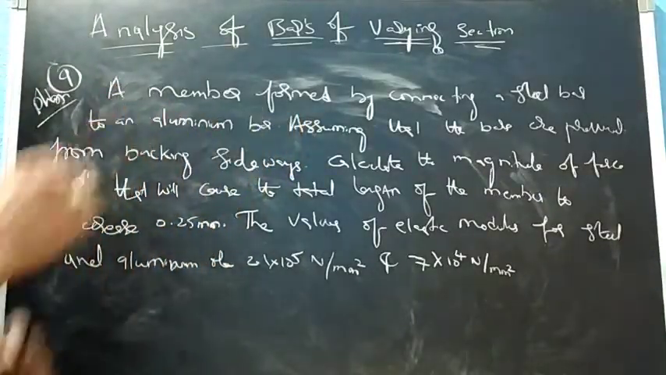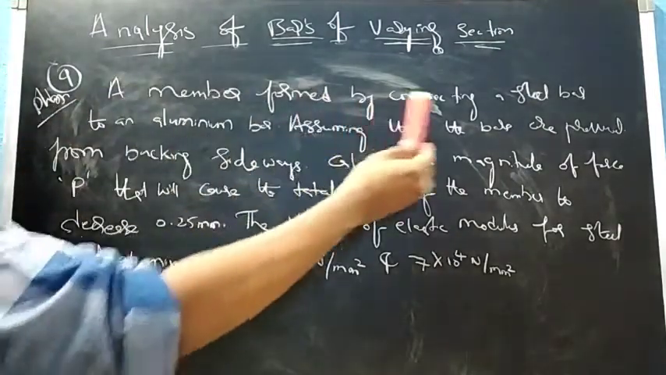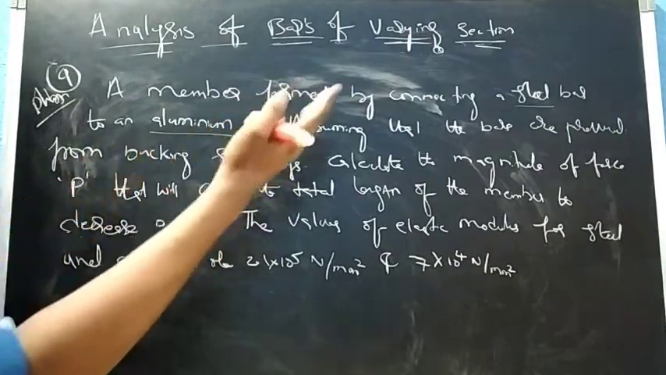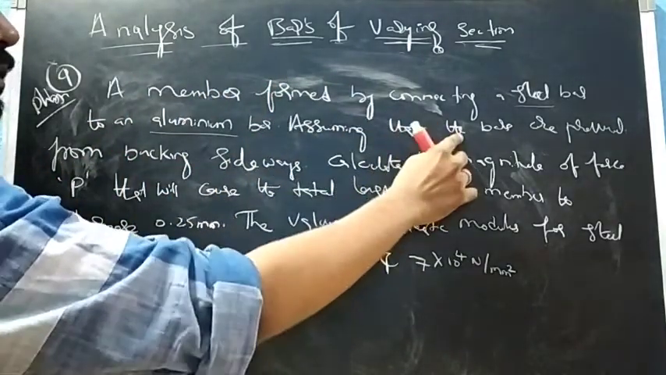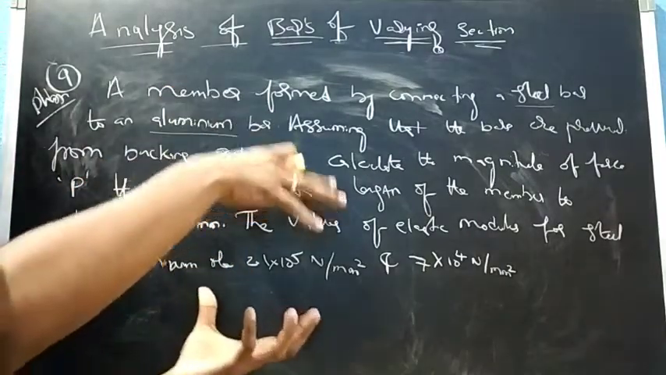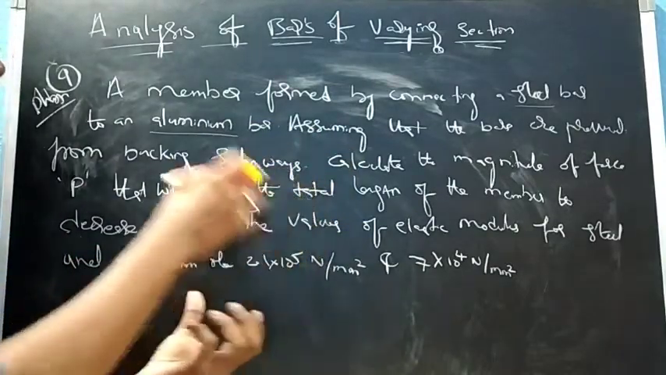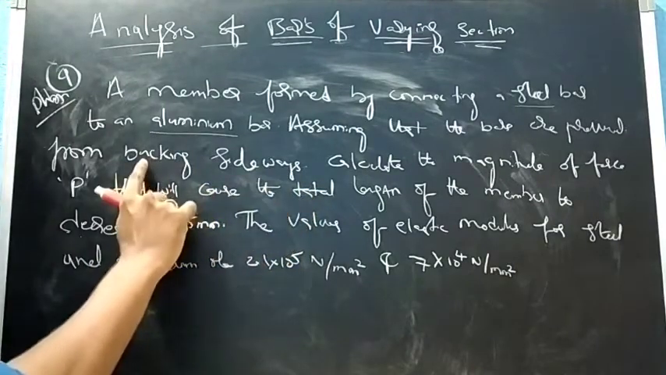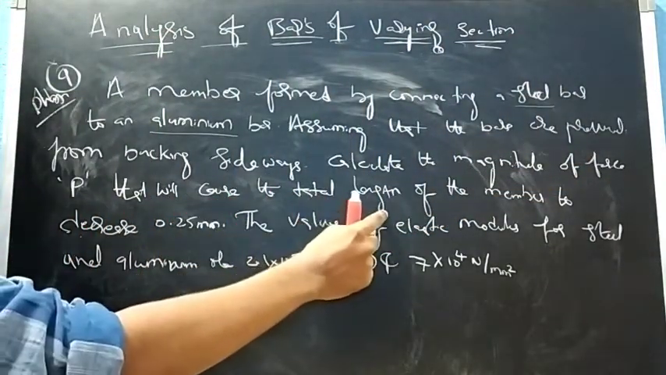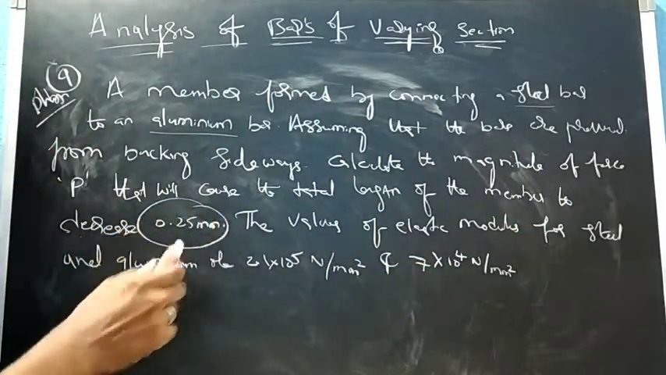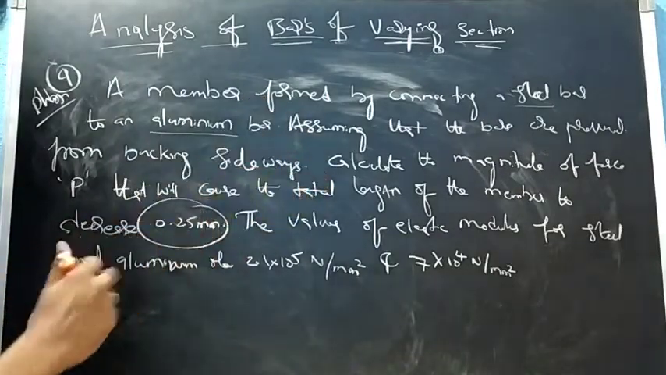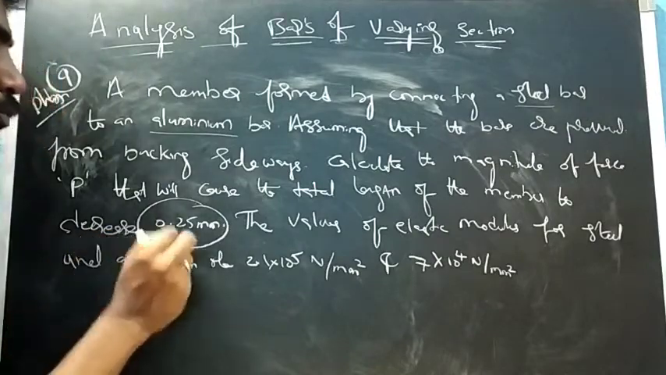We'll see the question first. It is given that a member formed by connecting a steel bar to an aluminum bar. So here two different materials are used for connecting this member. So assume that the bars are prevented from buckling. Buckling is a sudden change in shape when an external compression load is applied on the material. So let me show you with the figure. Calculate the magnitude of force P that will cause the total length of the member to decrease by 0.25 mm.